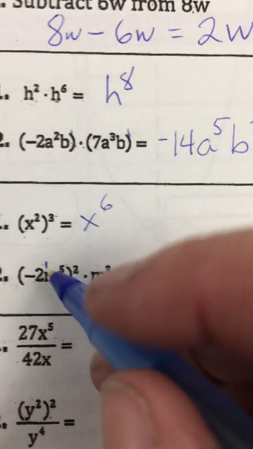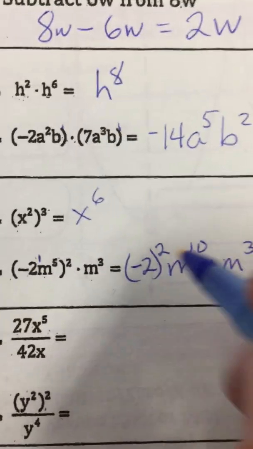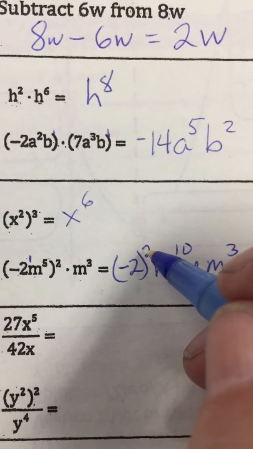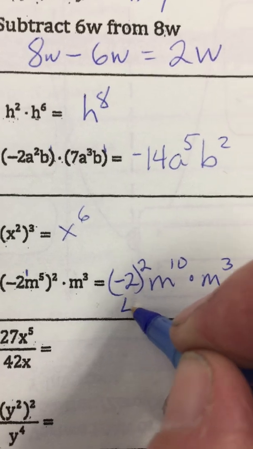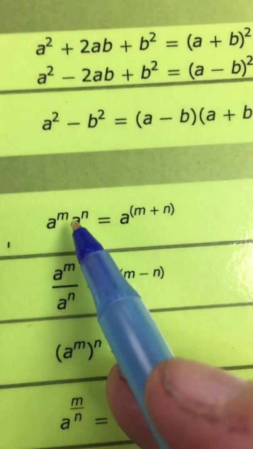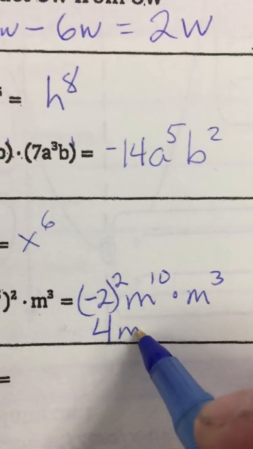And then we're still multiplying this thing times m to the 3. But I've done the power thing. Now, this is all numbers. So if you put negative 2 in parentheses, square it in the calculator, it's going to tell you it's a positive 4. And then m to the 10 times m to the 3, what do you do when it's a multiplication problem? You add them. So 10 plus 3 is m to the 13.